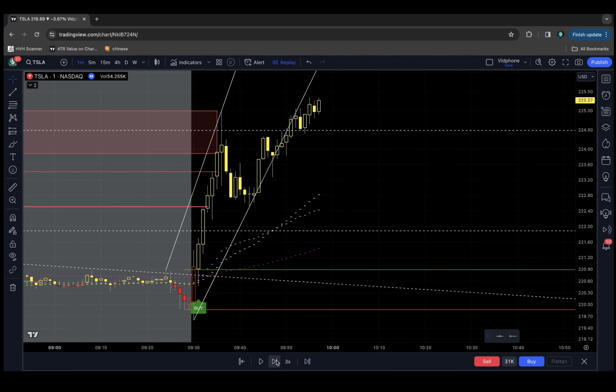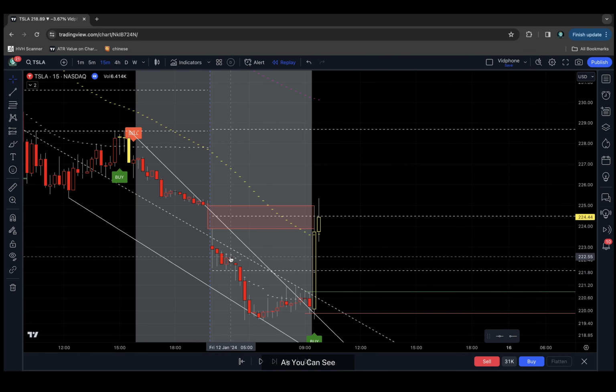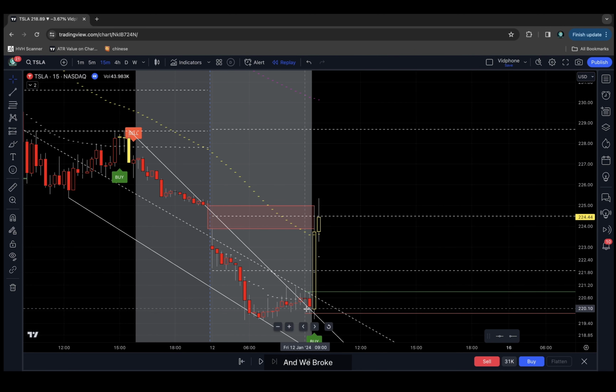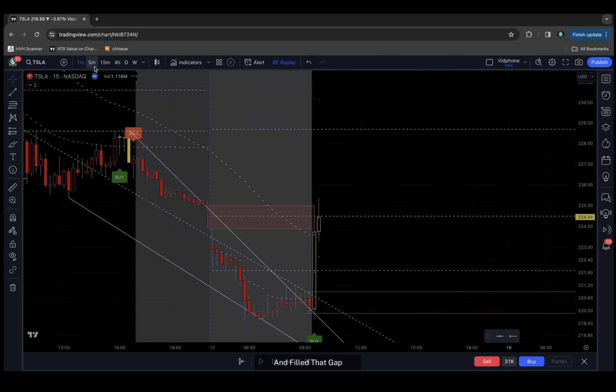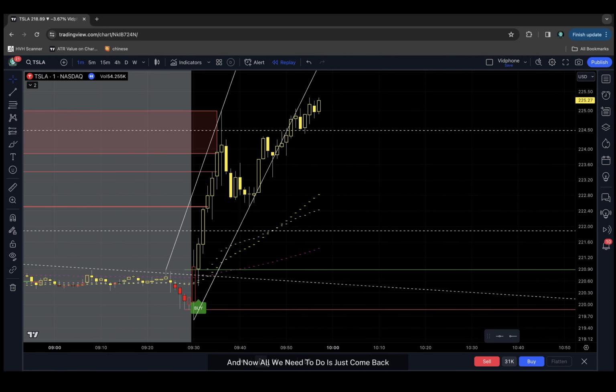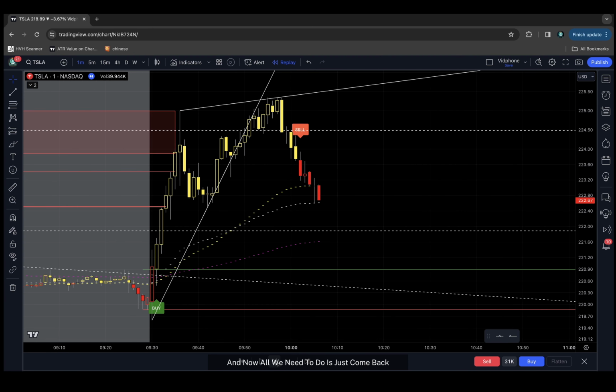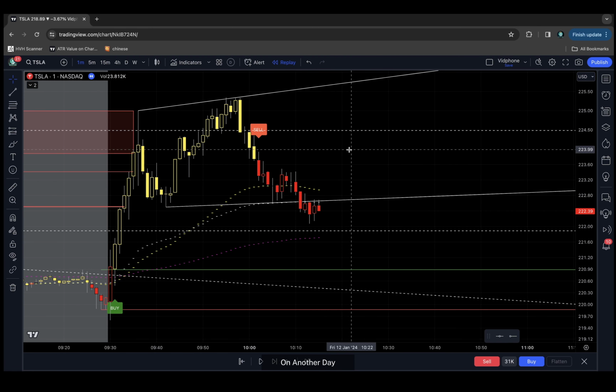We could have made a little bit more money, but that's not the point. The point is consistency, right? As you can see, we held our 15-minute wedge and we broke very ferociously to the upside and filled that gap. And now all we need to do is just come back and do it again on another day.